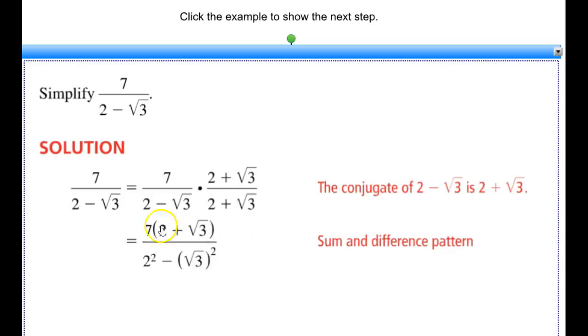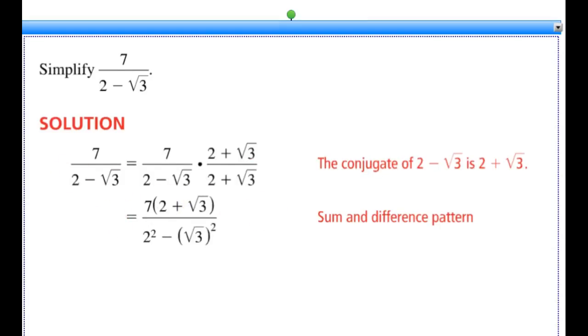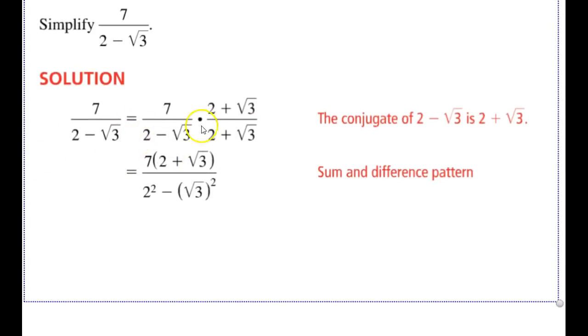So then I can use my sum and difference pattern, or I just multiply this out, right? All we're doing is multiplying two binomials. And I also know that this is the sum and difference pattern, right? Because I'm adding and subtracting. So I end up with 2 squared minus the square root of 3 squared. And then in the numerator, you see I have 7 times the quantity 2 plus the square root of 3. So I just multiply those, and now I can simplify.